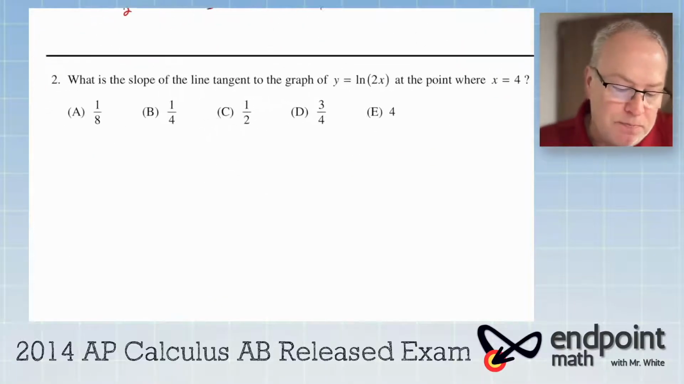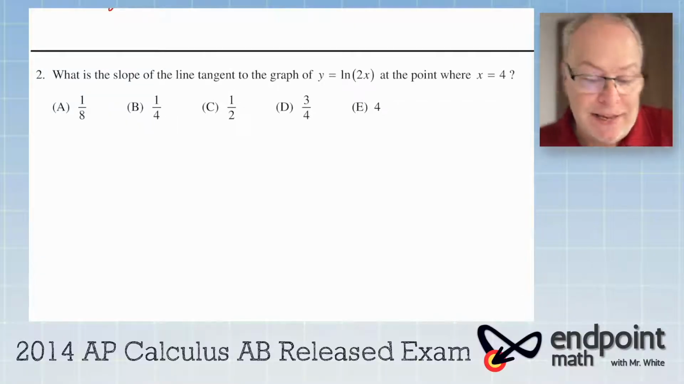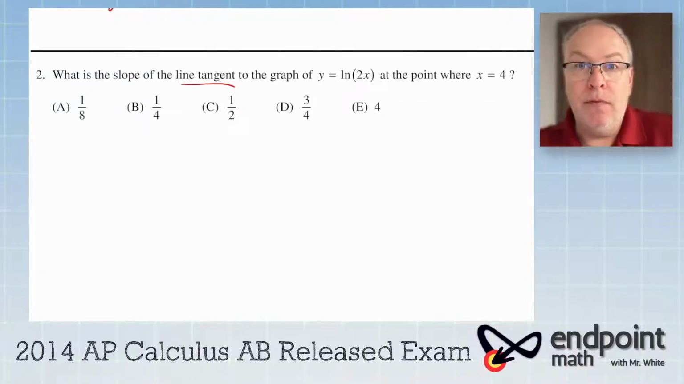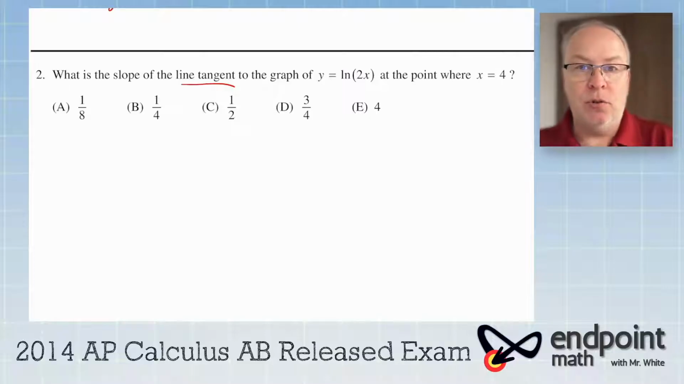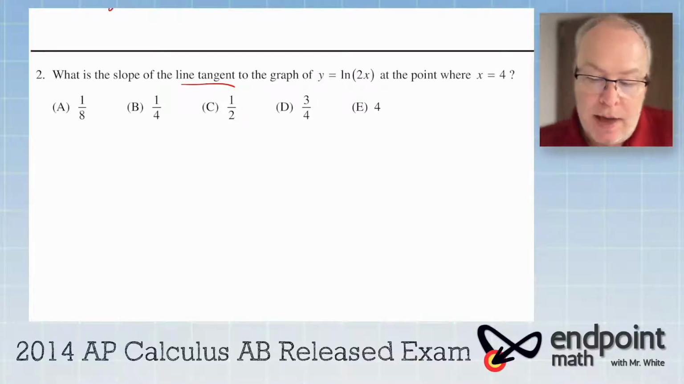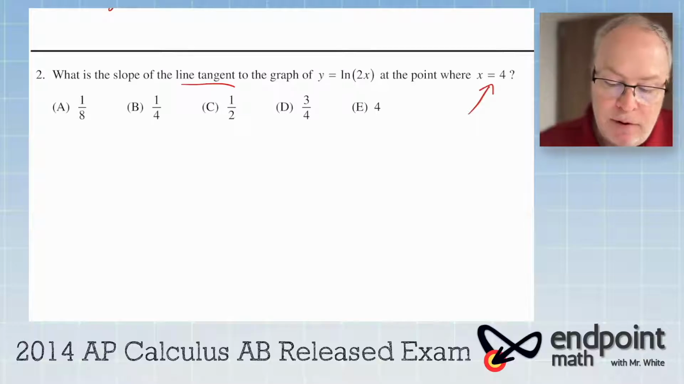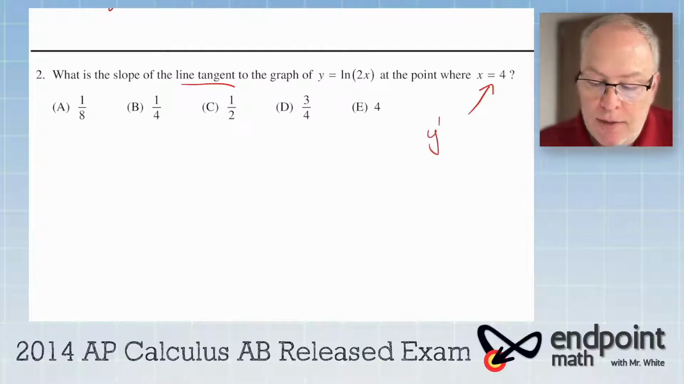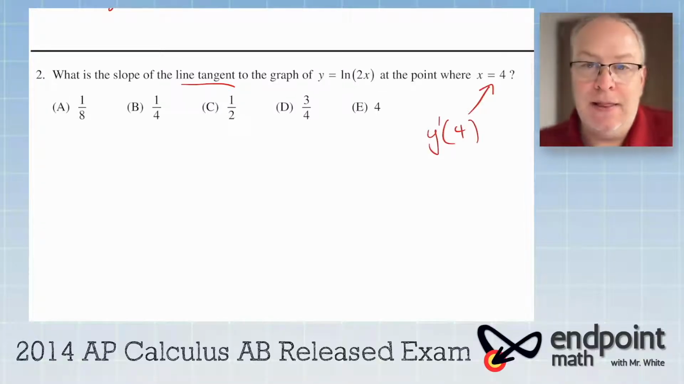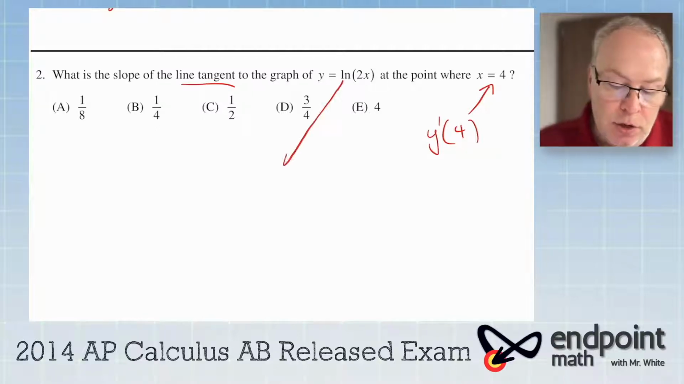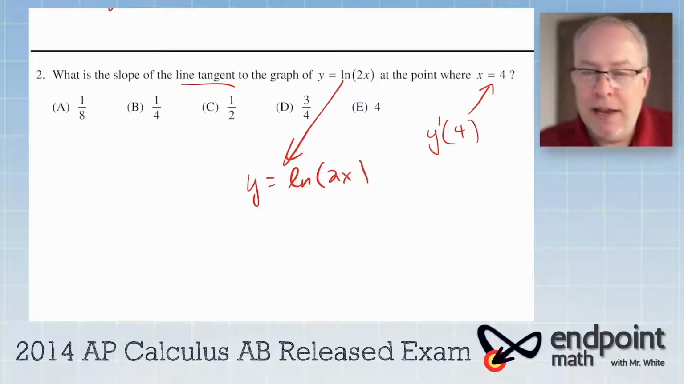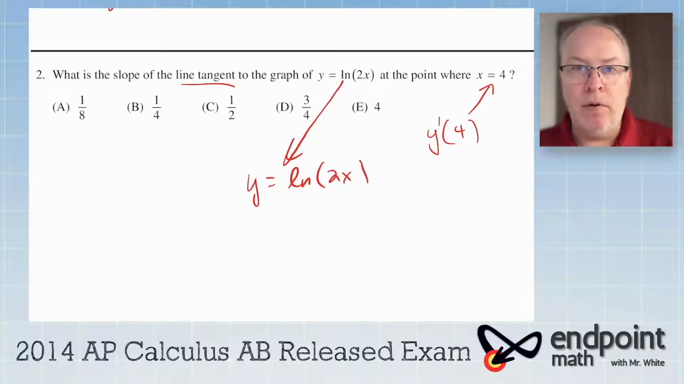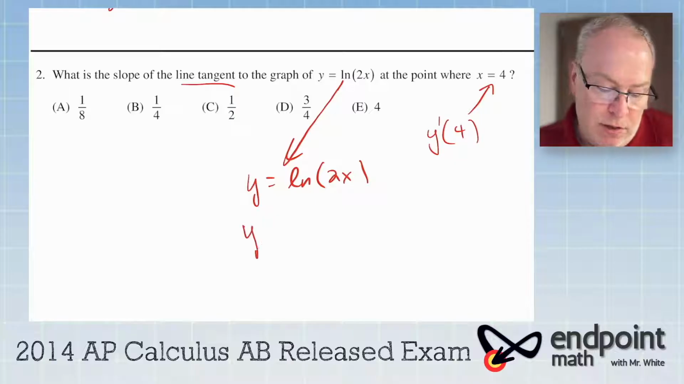All right, next question. What is the slope of the line tangent? The derivative comes to mind, right? The derivative is that tangent generator to the graph of the function y equals the natural log of 2x, where x equals 4. So we're going to have to find the derivative, and then we're going to plug 4 into that. That's the two-step process. So the derivative of this, again, on the actual AP exam, don't bother rewriting it. That just wastes time.